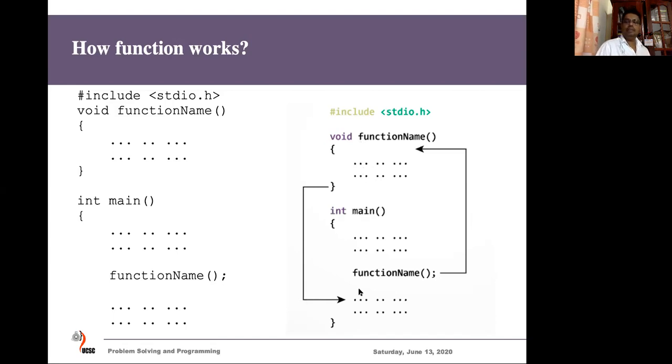So it's something like jump to some code, do some action, and then return back to the place where we stopped the execution. For example, here there is a function called function name. The program starts execution here and goes down. When you see this function name, it jumps there and executes the code block under this function, and then returns back to the place it stopped. So that's how a function works.